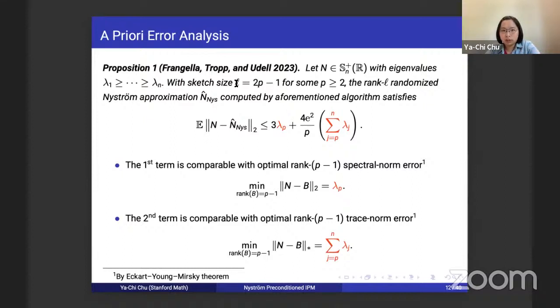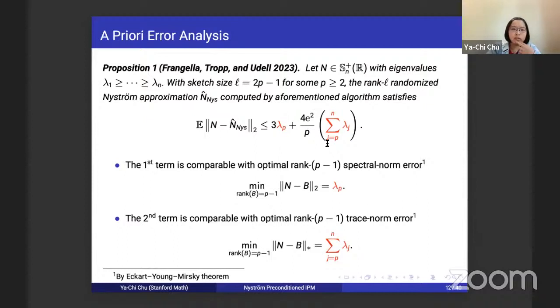How much larger? It's roughly 2 times p. So L is like 2 times p minus 1. So roughly, if you want to get such an error term, you need to get a larger sketch size as a trade-off. And on average, you will get this error term.